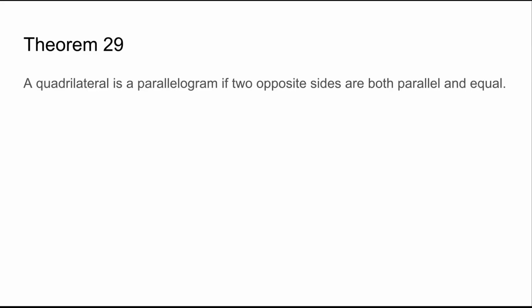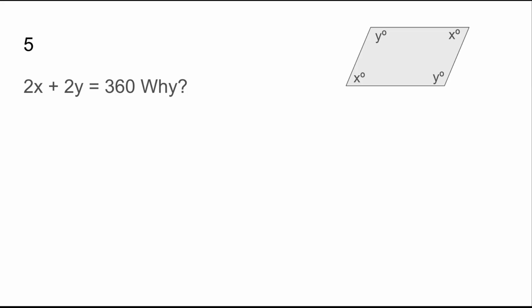Okay, and so now a quadrilateral is a parallelogram if two opposite sides are both parallel and equal. So the sides have to be parallel and equal, just like we talked about earlier. And then a quadrilateral is a parallelogram if its diagonals bisect each other perfectly in half. So let's look at this.